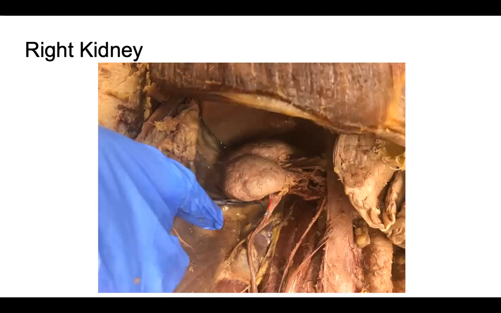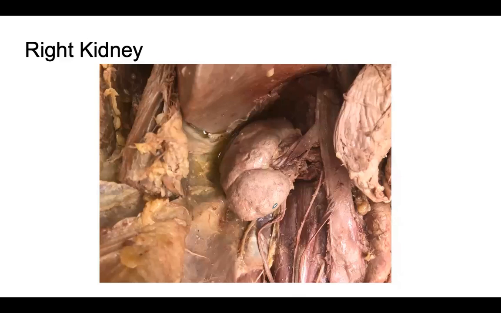Just an even closer view of the ureter descending. It's going to be the posterior-most aspect of the hilum there, going all the way down to the urethral orifices. Remember, there are two urethral orifices communicating to the bladder.